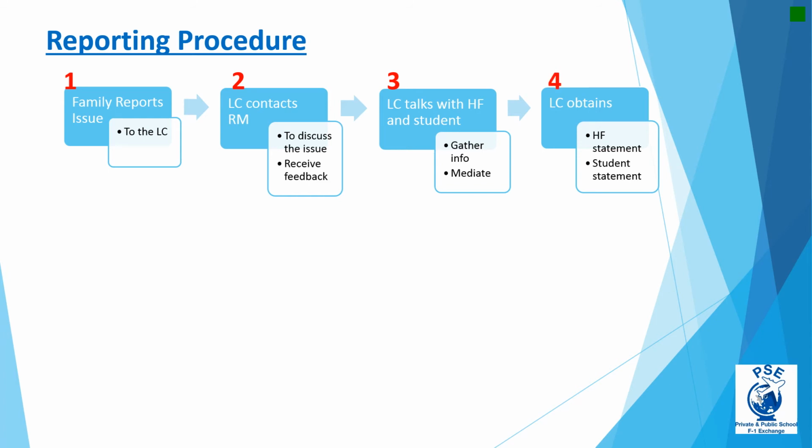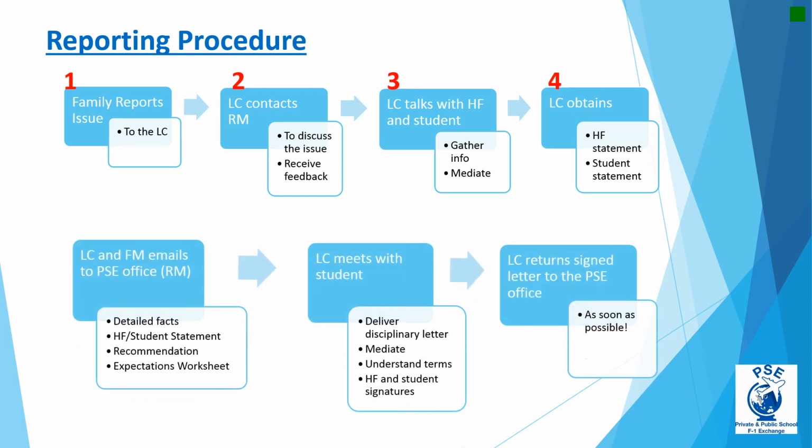Next, the local coordinator obtains a host family statement and a student statement. Then, the local coordinator and field manager email detailed facts and timeline to the PSE office, copying the regional manager and field manager, along with the host family and student statements and a recommendation, if any, of a disciplinary letter. The expectations worksheet should be included also. Then the PSE office will review the issue, notify the sending organization, and if necessary, a disciplinary letter may be prepared and sent to the field manager, regional manager, and sending organization.